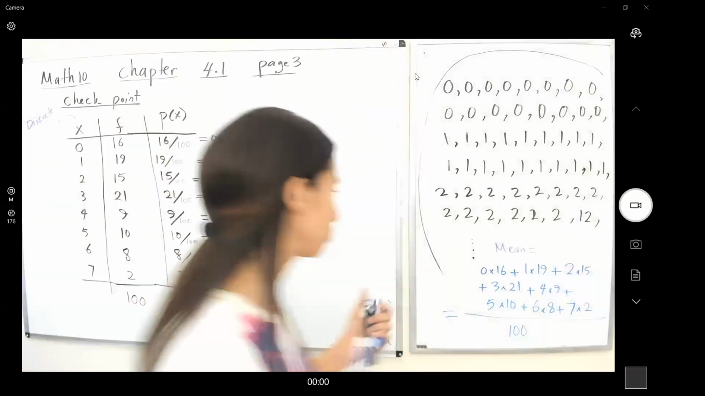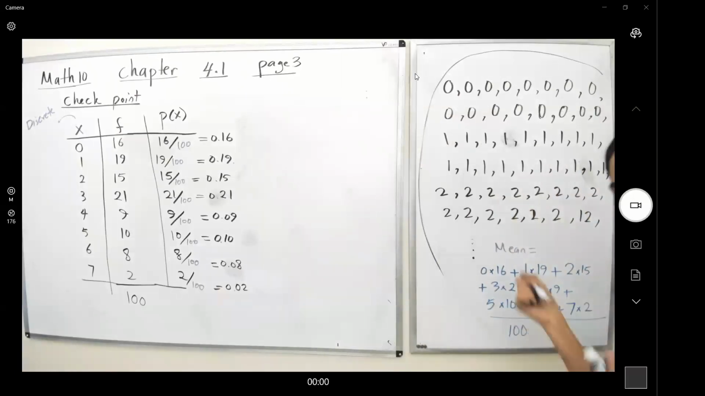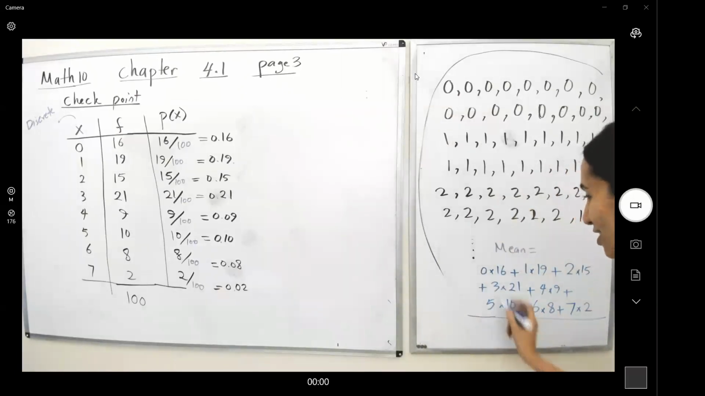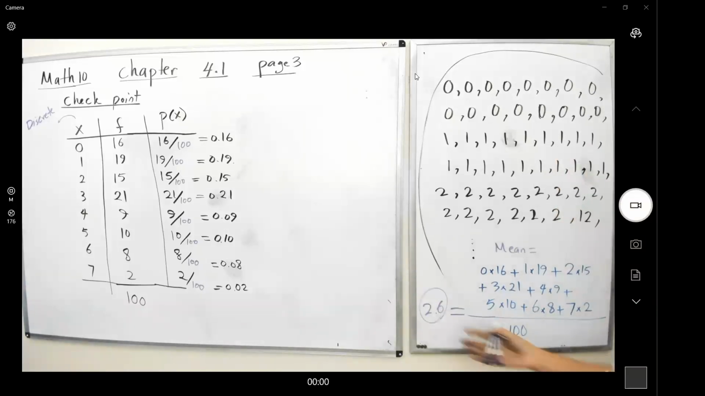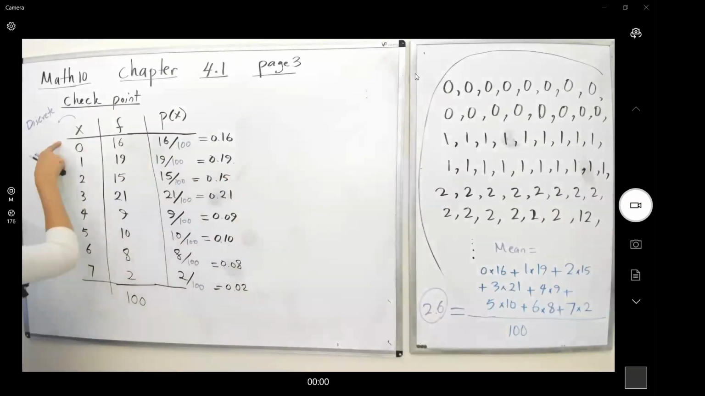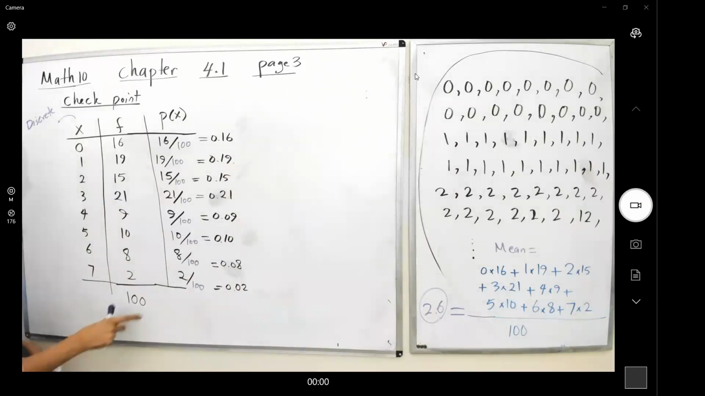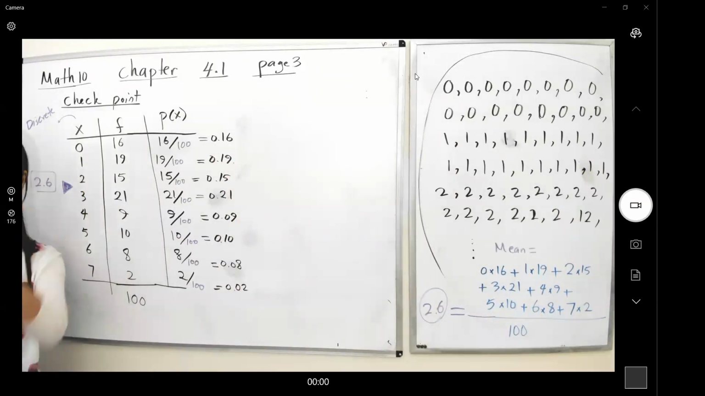So the mean is equal to 2.6. This is your mean, 2.6. 2.6 is a number between these. Of course, that makes sense. 2.6 is the average number of sales that person did during 100 days. The balancing point, 2.6.